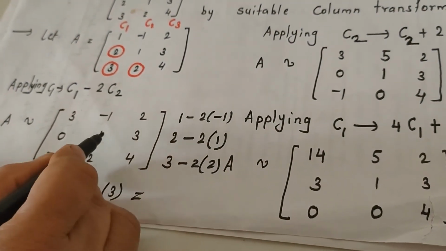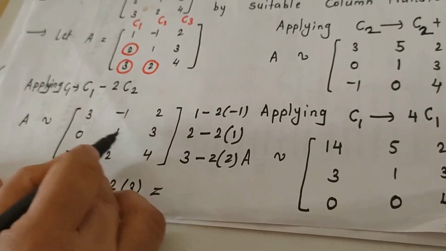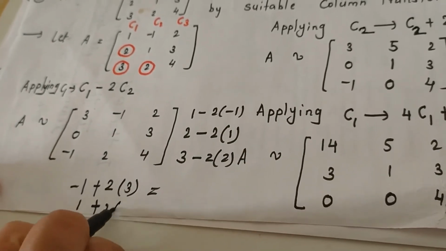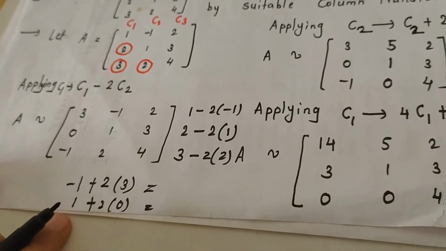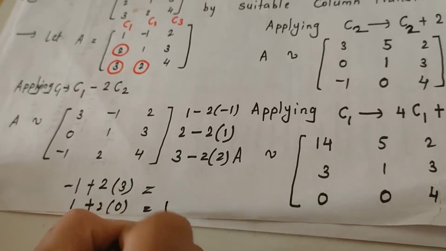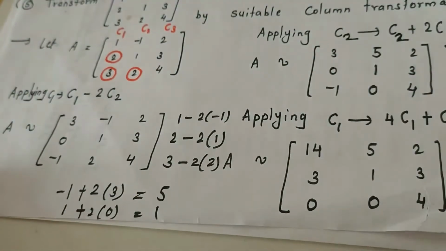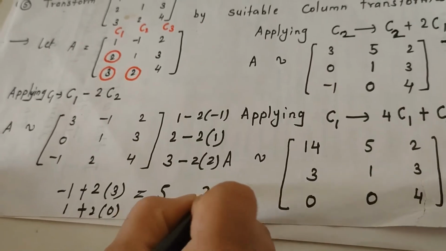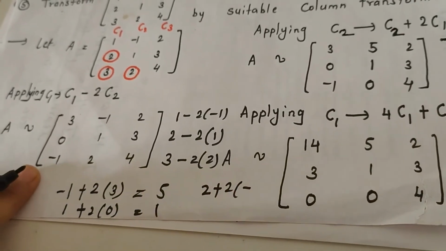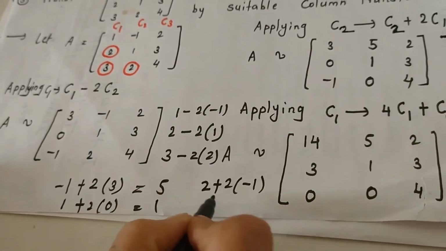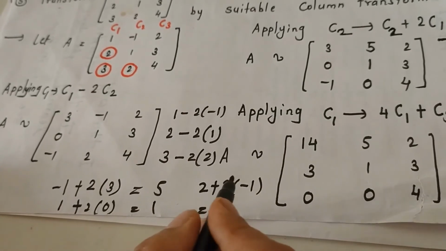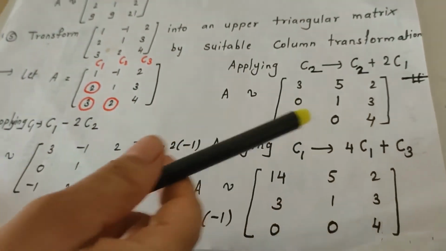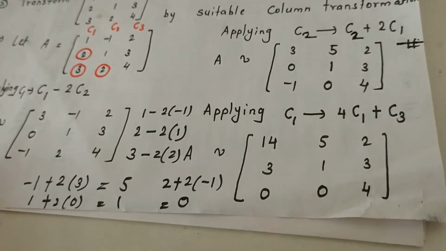Next element, 1 plus 2 into 0. Multiple of 0 is 0. So the element is 1. Next element, 2 plus 2 into the corresponding element minus 1. Then we get 2 minus 4, 2 minus 2 is 0. In this way, these two convert into 0.